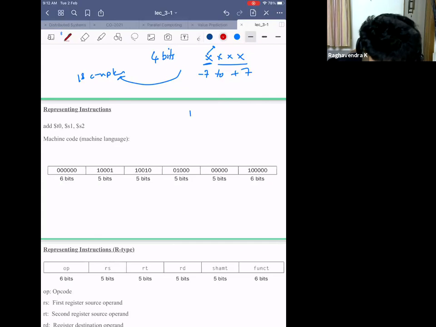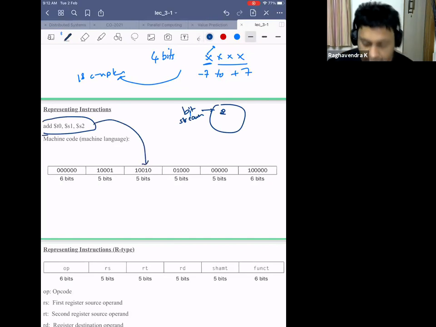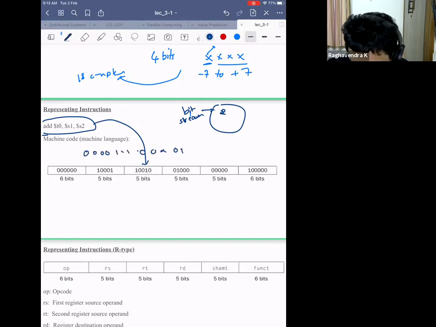Okay. So how do I represent this instruction? We already saw that the machine just understands bits, a bit stream. So I cannot say add T0, S1, S2. I have to convert it into something called machine code, which should be a stream of zeros and ones. So I have to convert this assembly code to machine code.